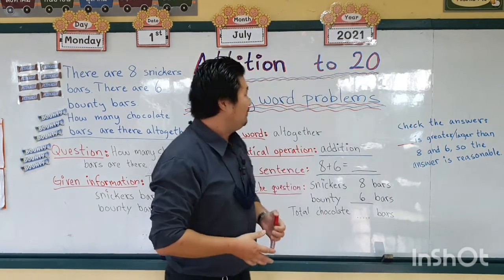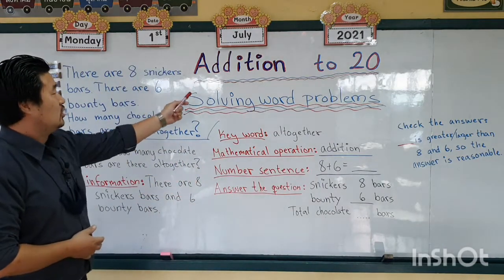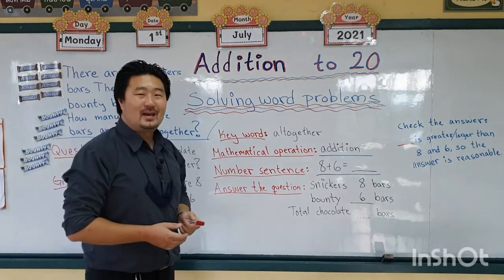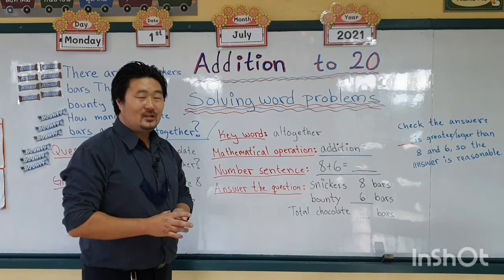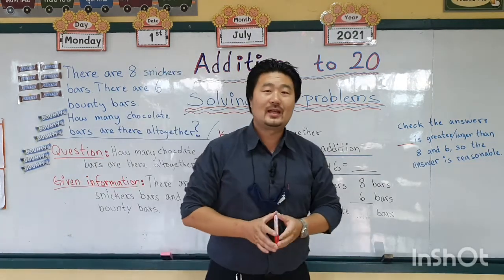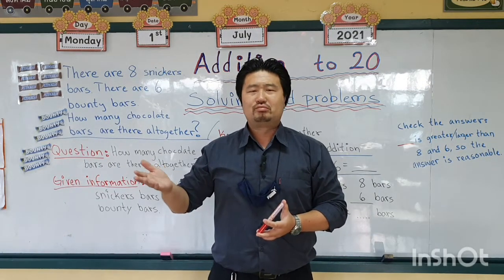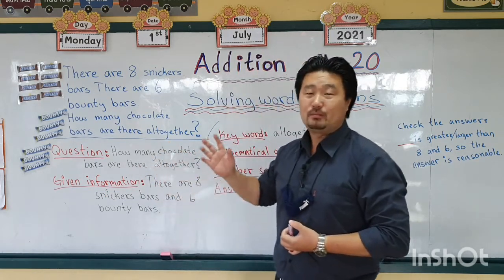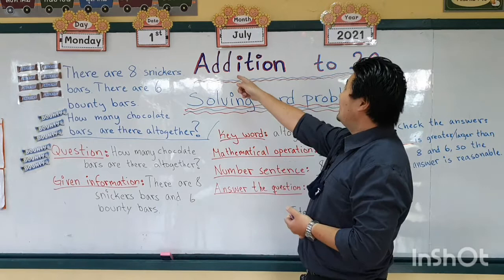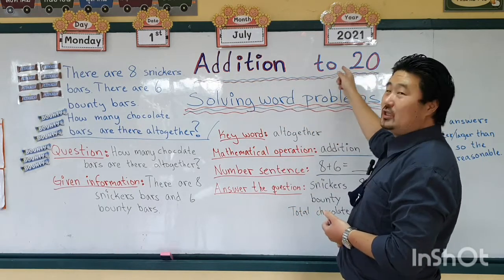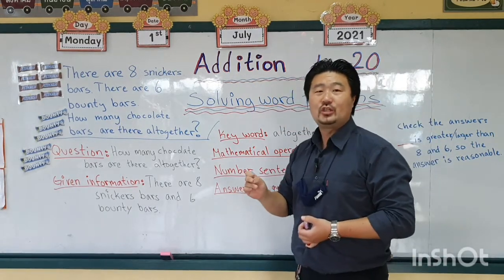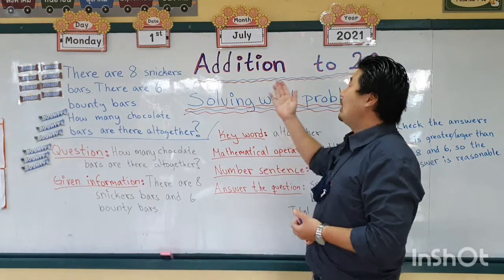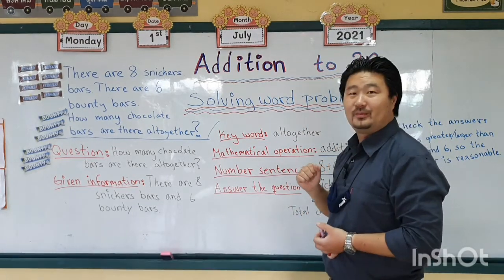So, in this video clip, we are going to talk about solving word problems. You remember when I taught you that a few months ago, right? But now it's pretty much the same, but it's addition to 20. Before it was addition up to 10. Now we are up to 20. Okay?